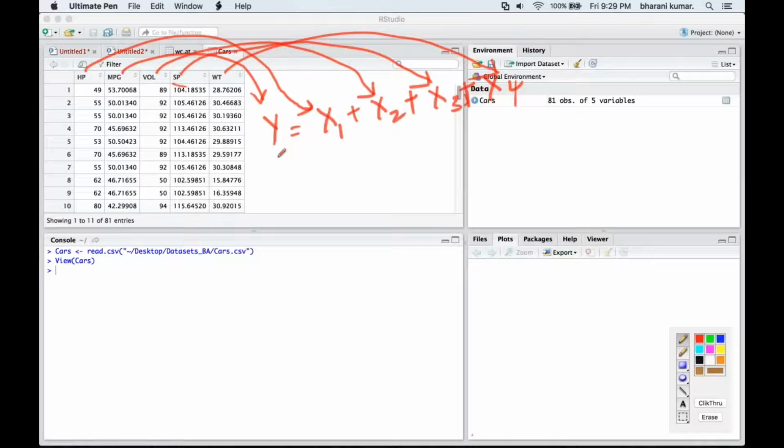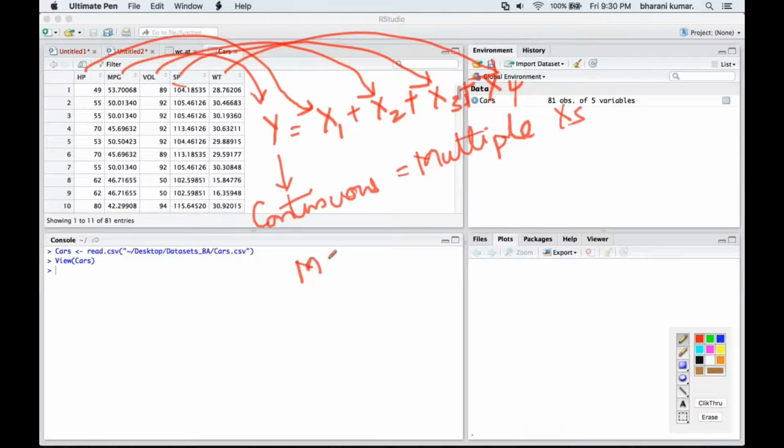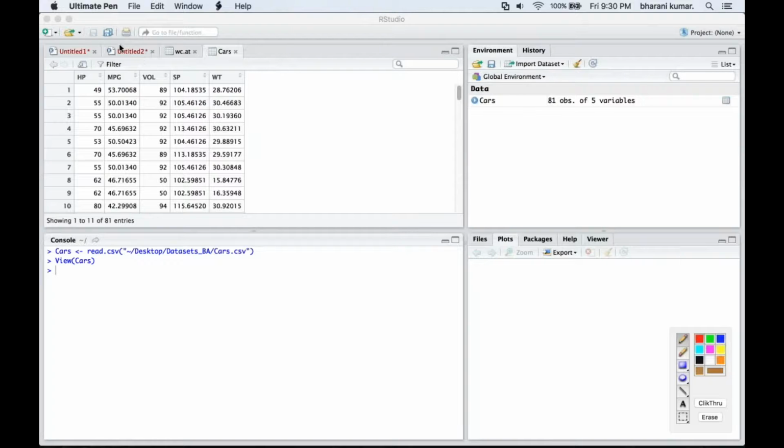Now, what is this Y? Continuous or discrete? Miles per gallon is continuous or discrete? Continuous. Why? If we can represent something in decimal format, it is continuous. So Y is continuous. Irrespective of what your input variables are, if I have multiple inputs and if Y is continuous, what regression technique would we use? Multiple linear regression. We go with multiple linear regression. So, all right, let us move on now.